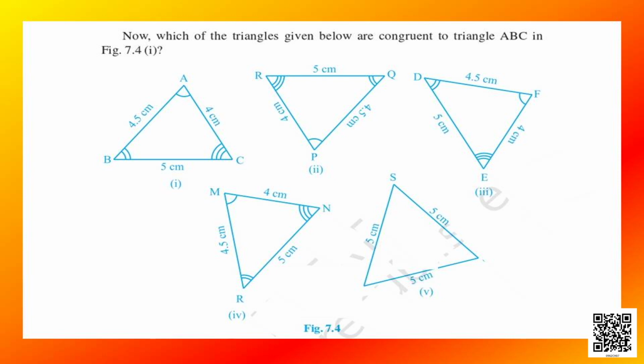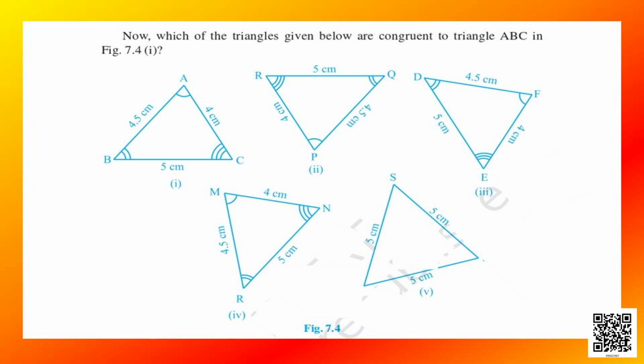The first triangle has sides 4.5 centimeter, 4 centimeter and 5 centimeter. Same as the next triangle, it has also the sides 4 centimeter, 5 centimeter and 4.5 centimeter. Same goes with figure 3 and figure 4. What about figure 5? It is having sides of 5 centimeter each. So the fifth triangle is the odd one out, isn't it? But whether all the four figures are congruent?